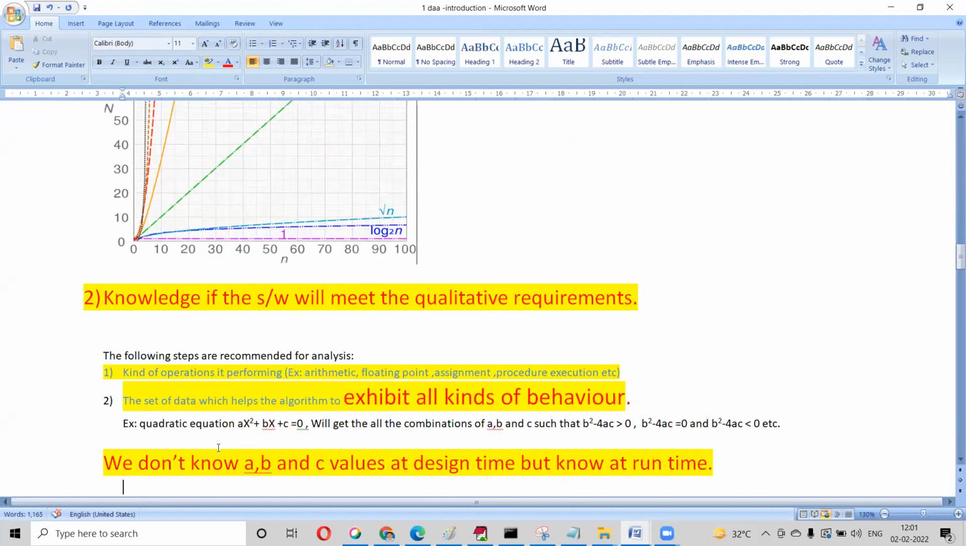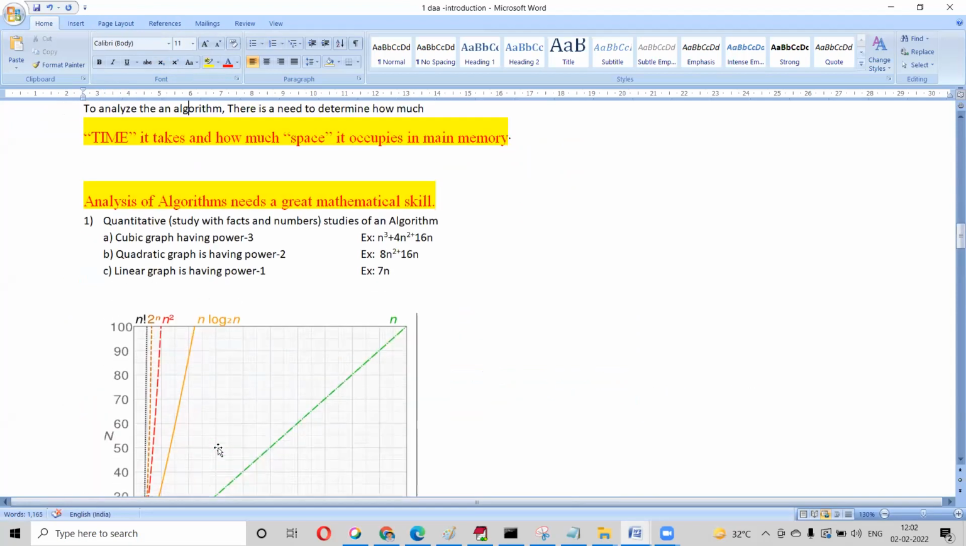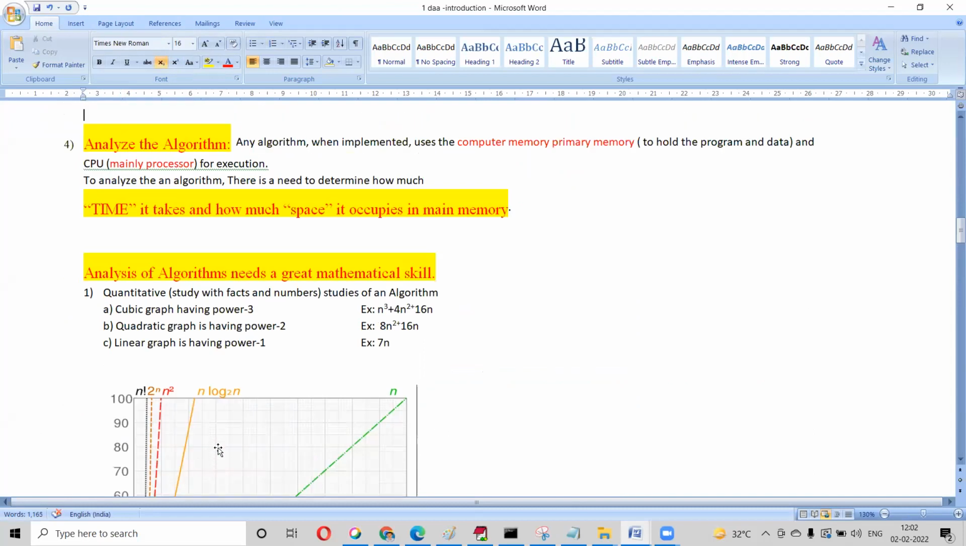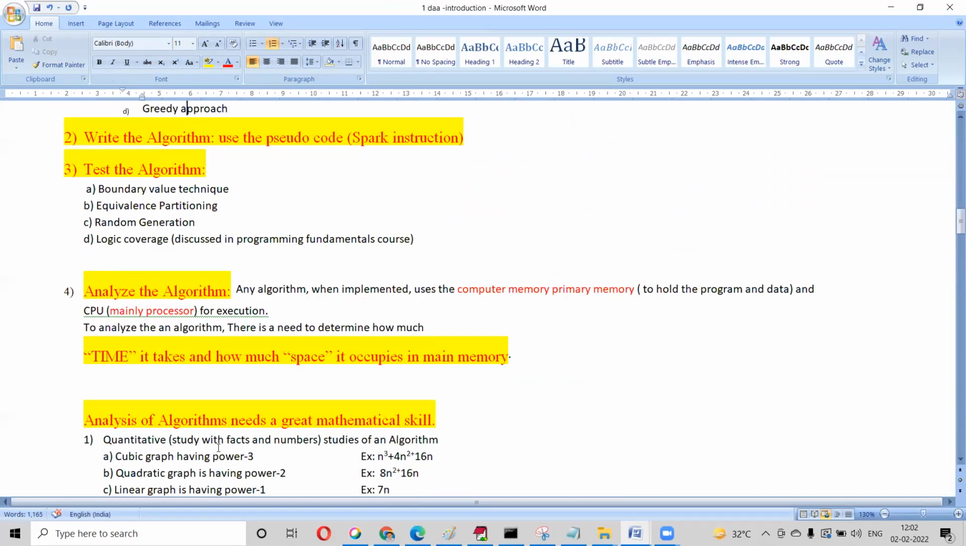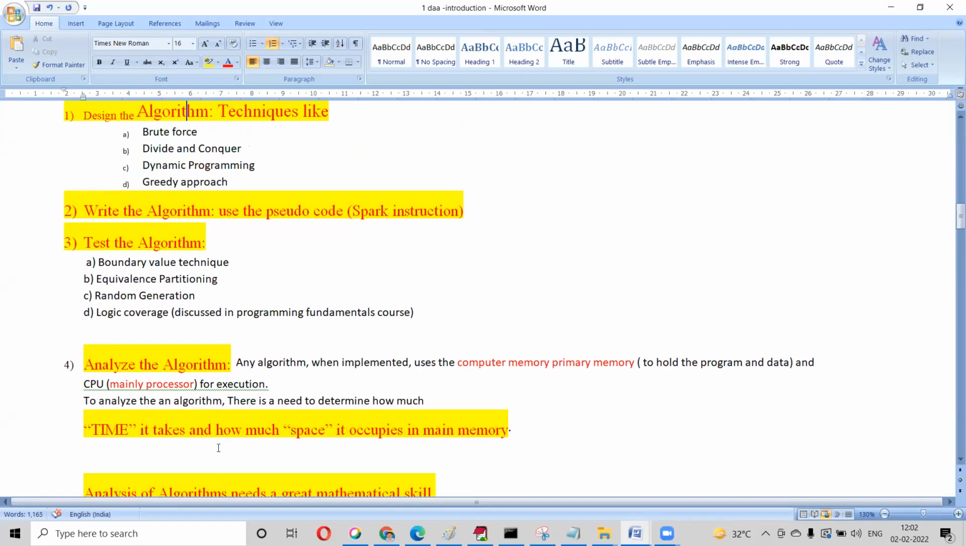All right, I will give some examples. Can you tell what is the time required for this one? Next is analyzing this algorithm. We can go for a priori analysis as well as a posteriori analysis.